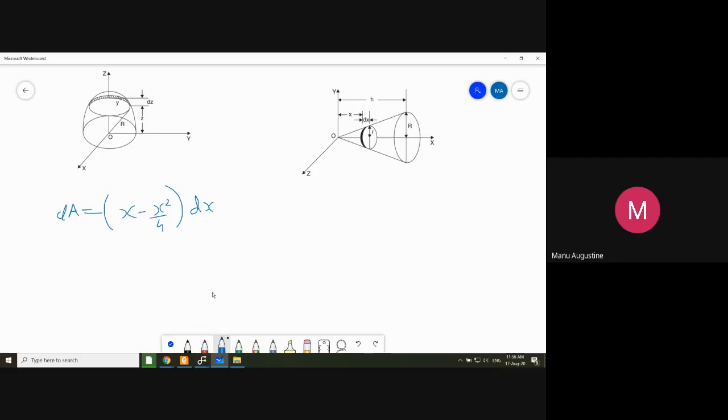And what we just found out, y star is equal to half of x plus x square by 4.